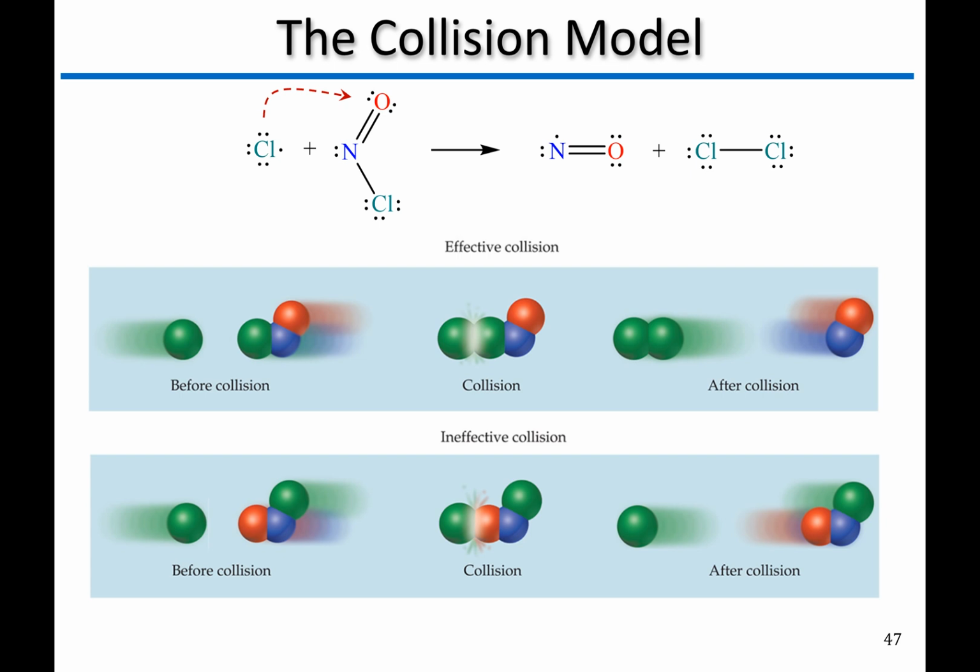So we need to have more collisions in order to have more effective collisions. By raising the temperature, we put more kinetic energy into the molecules. They're moving faster, therefore they have more collisions.